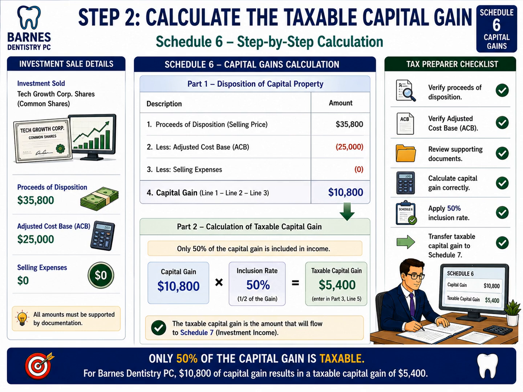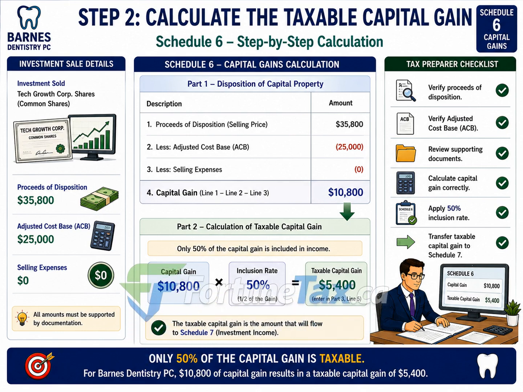At this stage, many new tax preparers make an important mistake. They assume that the entire $10,800 becomes taxable income. However, Canadian tax rules treat capital gains differently. Only a portion of the gain is included in taxable income. This brings us to the second part of Schedule 6, the taxable capital gain calculation.